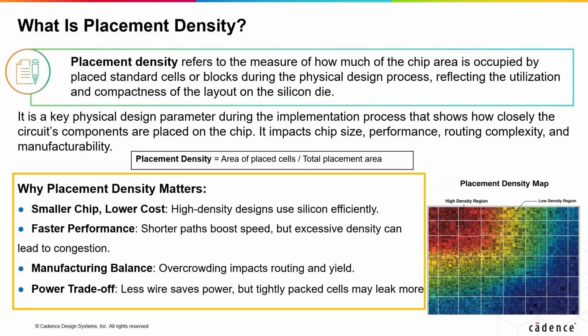The placement density map visually shows areas of different density, helping designers balance these factors to improve chip performance, manufacturability, and cost. Managing and understanding placement density is crucial for achieving an effective physical design.